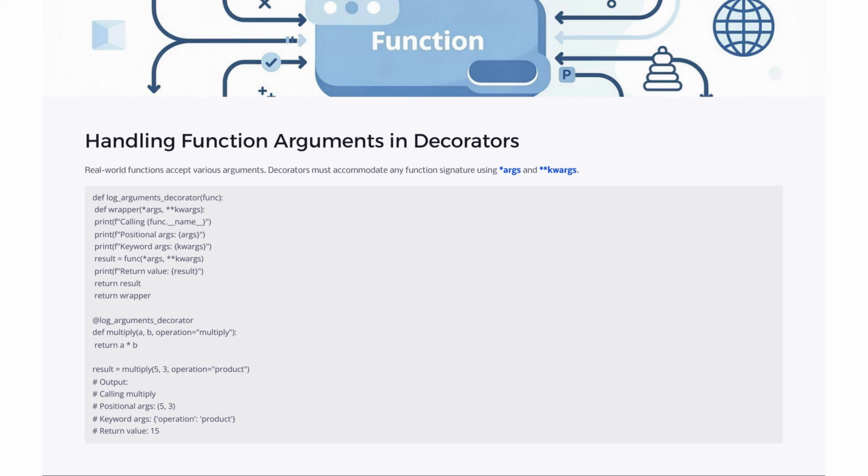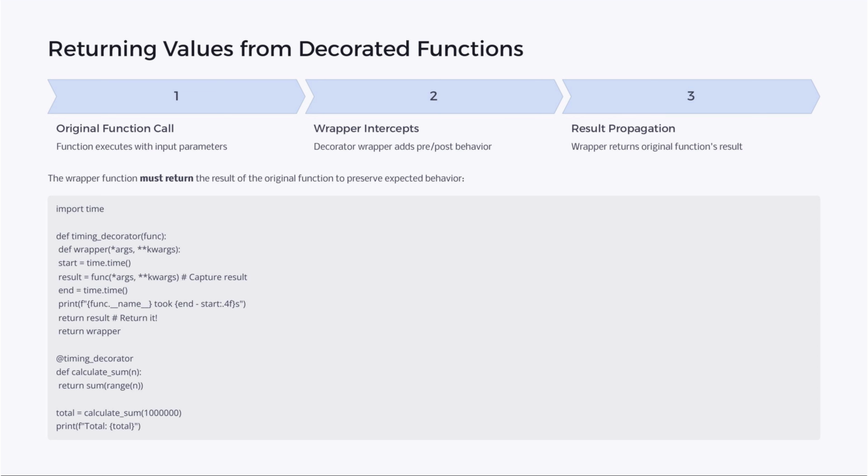Decorators must handle diverse function arguments using *args and **kwargs. The log arguments decorator captures function calls, printing positional and keyword arguments, and the return value. For instance, multiplying 5 and 3 with an operation keyword results in detailed logs, ensuring decorators accommodate any function signature seamlessly.